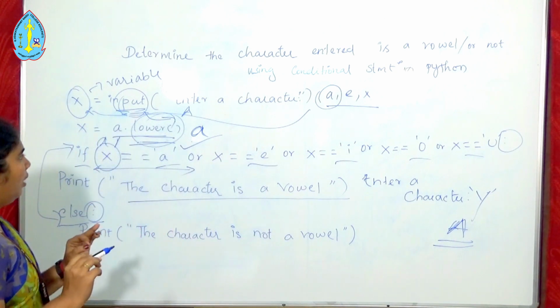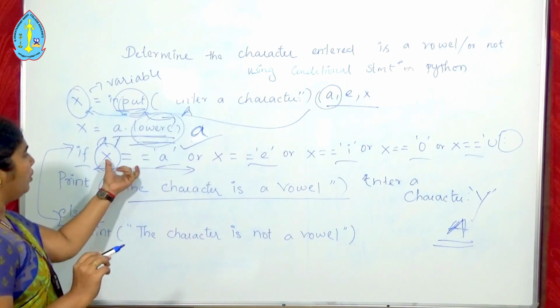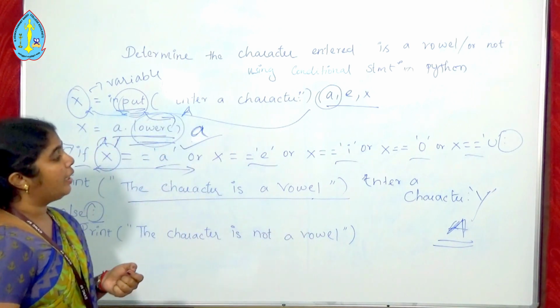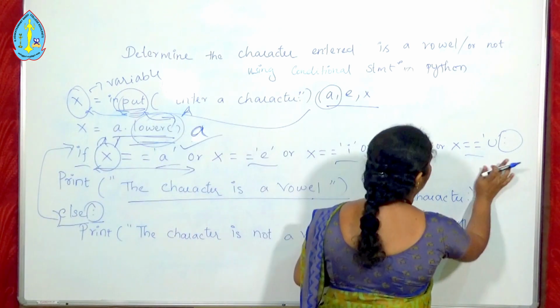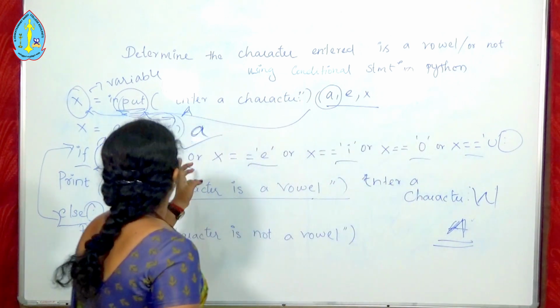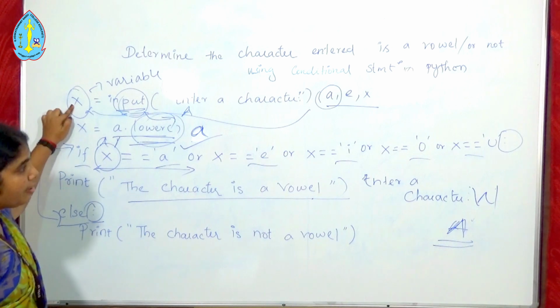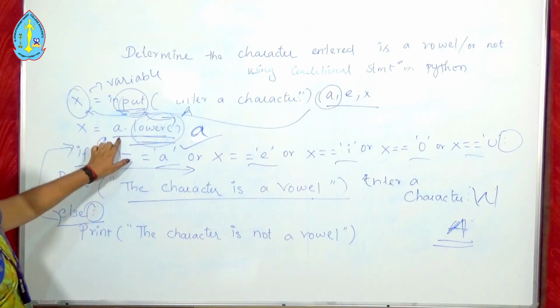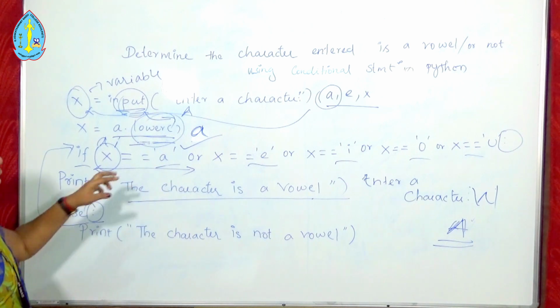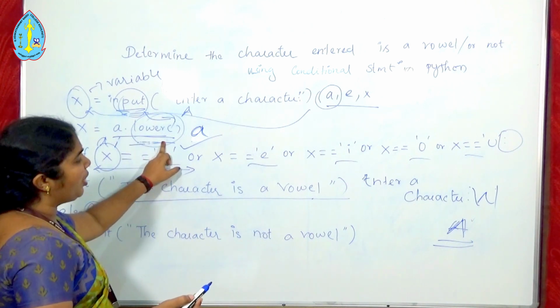If the condition is true, then the print statement will print that the character is a vowel. If the user enters some other character, for example the letter W in capital, then W is stored in the variable x and then passed to the a.lower function. The lower function will convert the capital letter into a small letter.